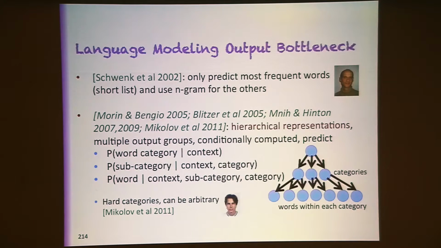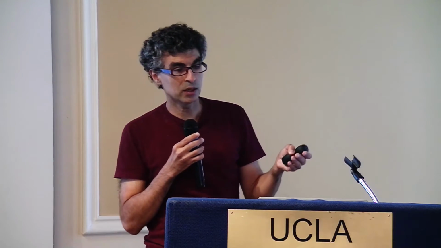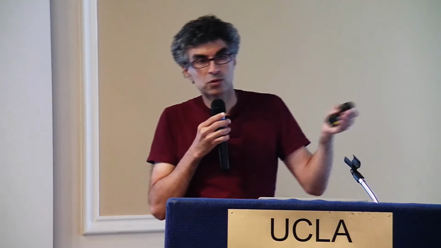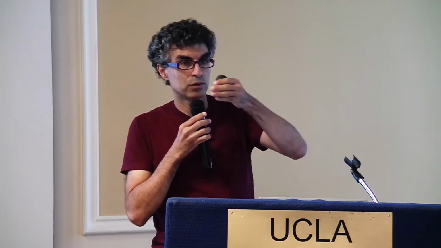So one of the fundamental problems with these kinds of models is what I call the output bottleneck, that a lot of the computation ends up being done to predict the next word, because you have your hidden layer that has hundreds or thousands of hidden units, and then you have your output layer that has tens or hundreds of thousands of outputs. And so that's a huge matrix multiply.